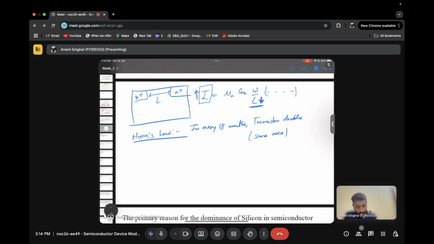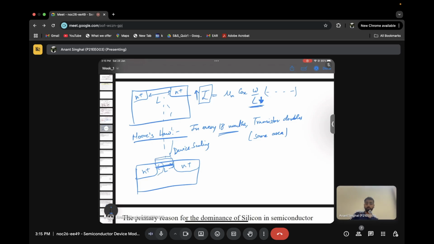And this happens by decreasing this, right? So if I decrease this channel length even smaller, let's say this is the source, this is the drain, and this is the length now. Reducing this length is what we call device scaling, right? So what do we have? As this comes into the picture, we can have conduction directly, even without applying the gate voltage, right?